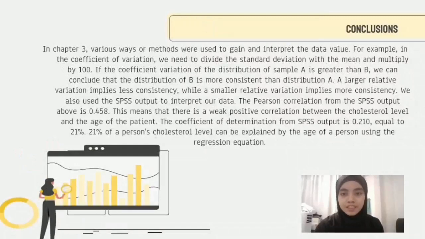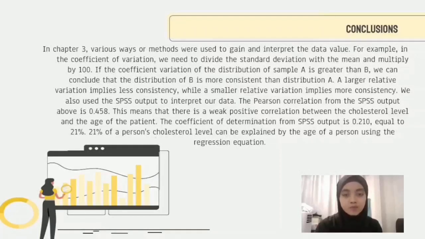In Chapter 3, various methods were used to gain and interpret the data values. For example, for the coefficient of variation, we need to divide the standard deviation by the mean and multiply by 100. If the coefficient of variation of distribution A is greater than B, we can conclude that the distribution of B is more consistent than the distribution of A. A larger relative variation implies less consistency, while a smaller relative variation implies more consistency.